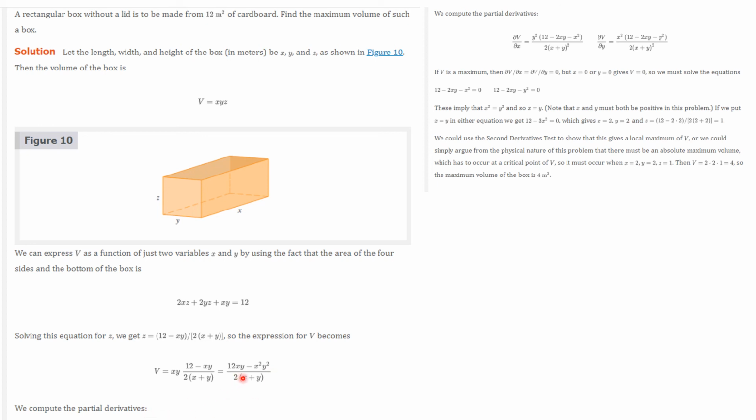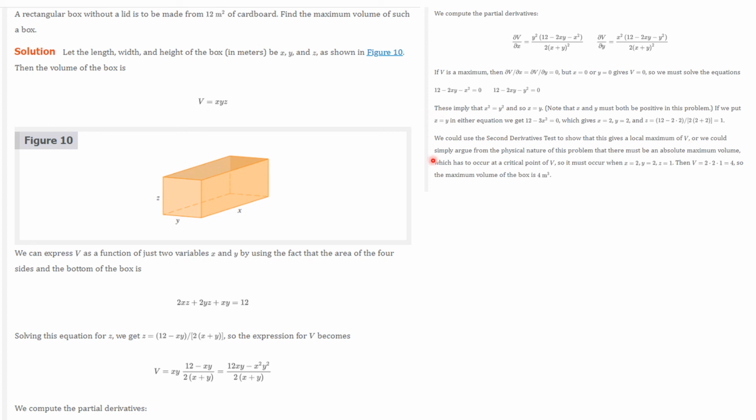So now we're going to compute the partial derivatives for this expression. The partial with respect to x, we get this, and with respect to y, we get this. So both of those have to equal 0, and x can't be 0 or y equal 0 because we would have a 0 volume, so we have to solve these two equations simultaneously. If we solve these simultaneously, we get that x squared equals y squared, and that means that x equals y since they're both positive.